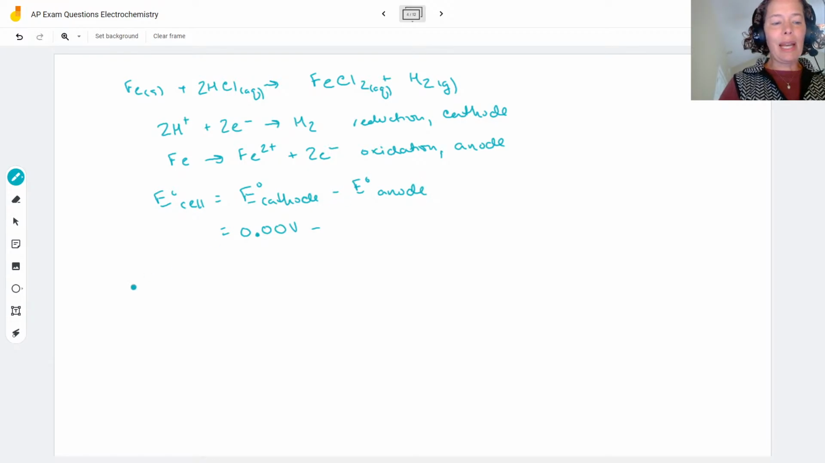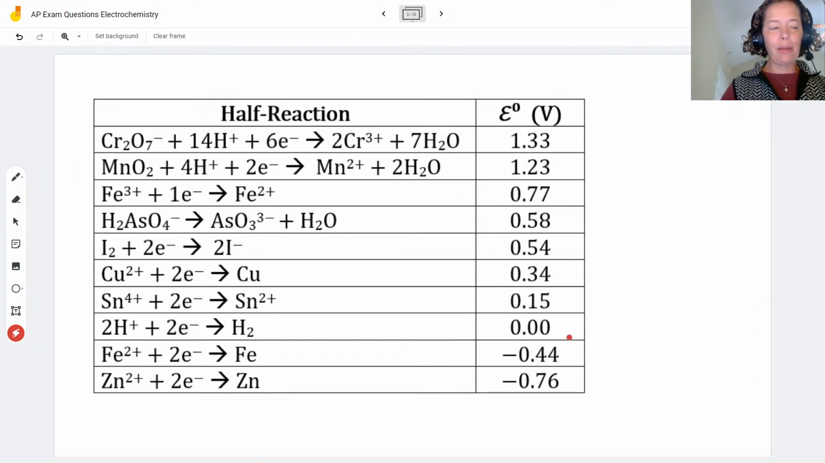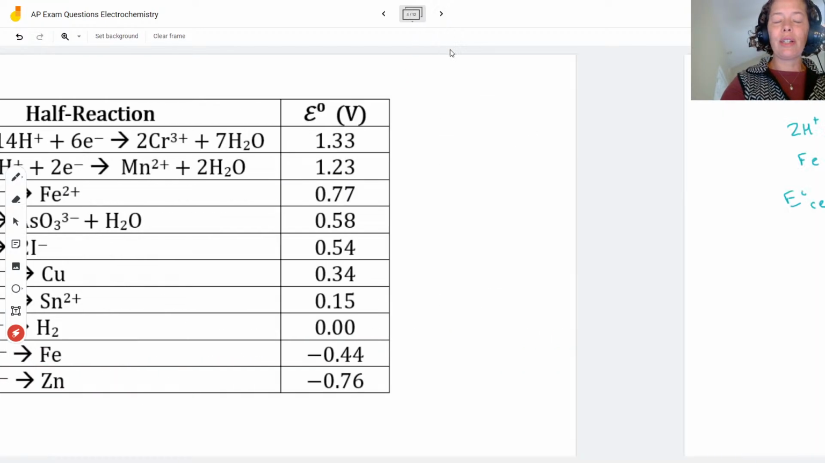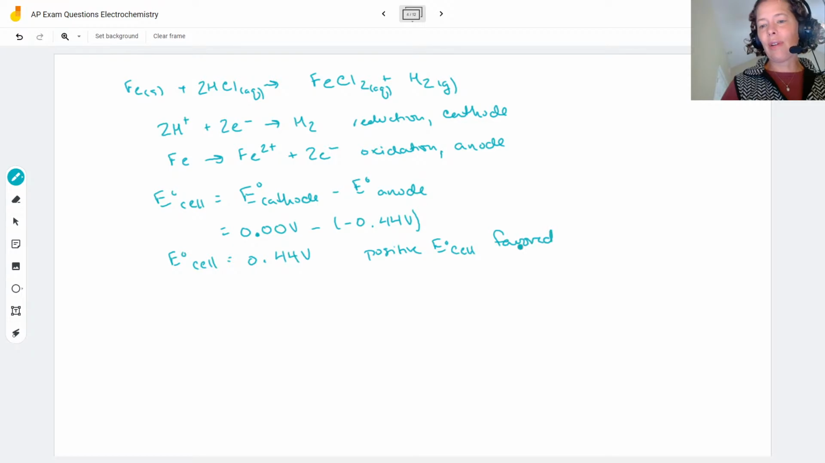And then I need my E of my anode. Again, remember, you're looking for the reverse of this reaction because this is an oxidation. So I'm looking for my iron 2+ to be reduced to my iron. So going back to my table. Here we go. Here's my iron, and I've got a reduction potential of negative 0.44 volts. So my Ecell is going to be 0.44 volts. And because I have a positive Ecell, this is another favored reaction.